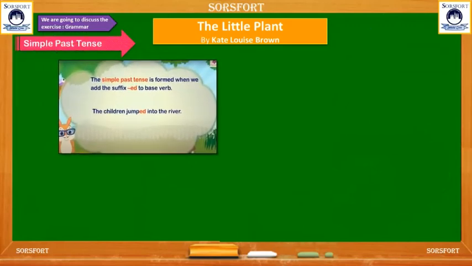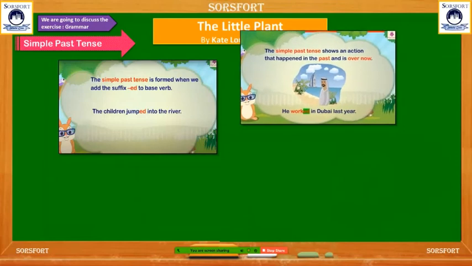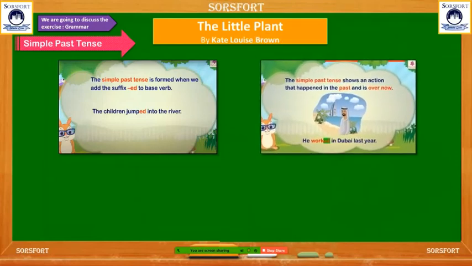Now let's see past tense. The simple past tense is formed when we add the suffix ed to the base verb. There we added s, es or ies. Here we will add ed, like the children jumped, J-U-M-P-E-D, jumped into the river. Here we added ed, ed is the suffix. The simple past tense shows an action that happened in the past and is over now. Right now it is over.